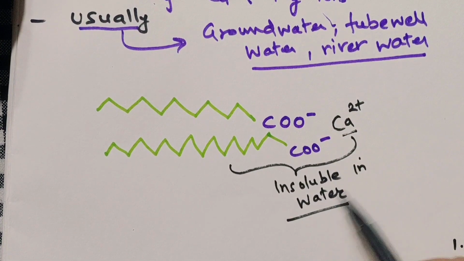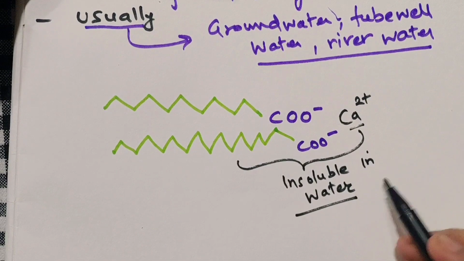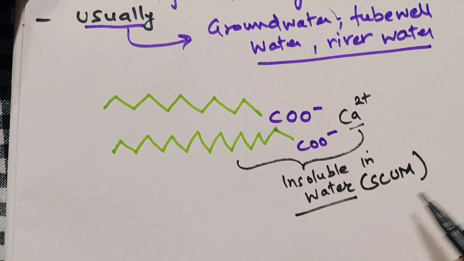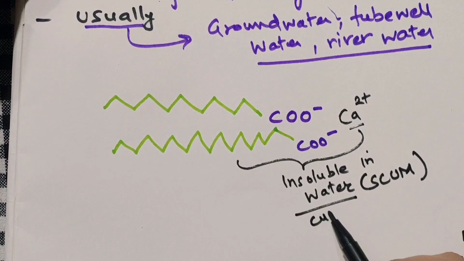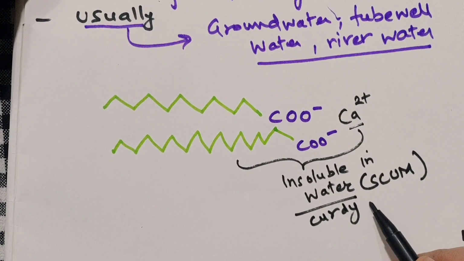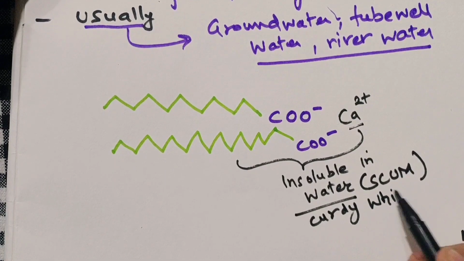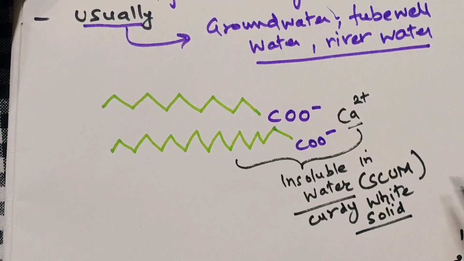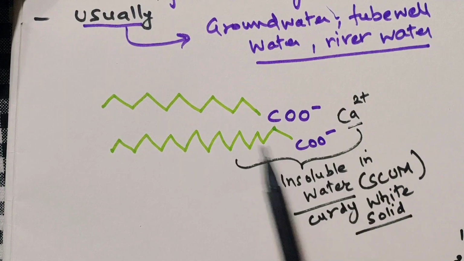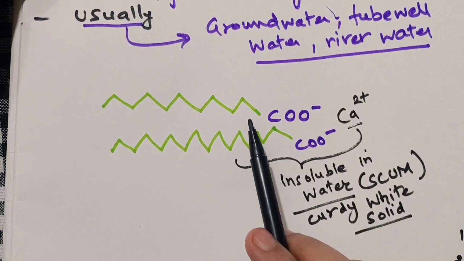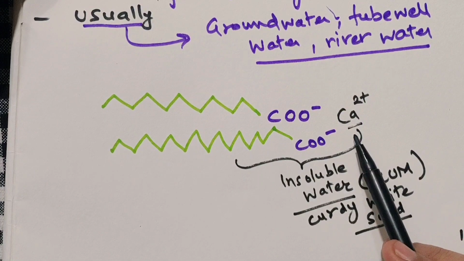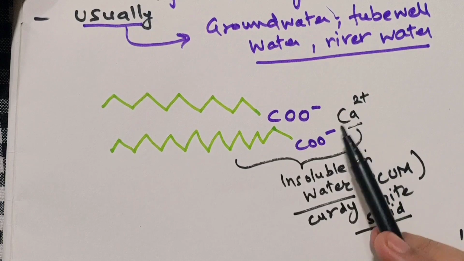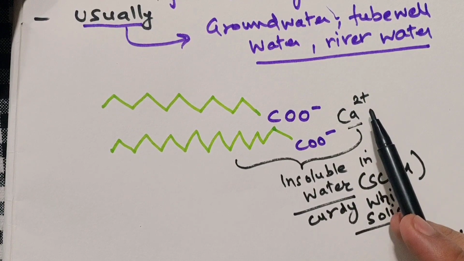Okay, this is insoluble in water. It's called scum or curdy white solid. So what has happened here? Your soap has formed an insoluble precipitate with the calcium ions in the hard water.